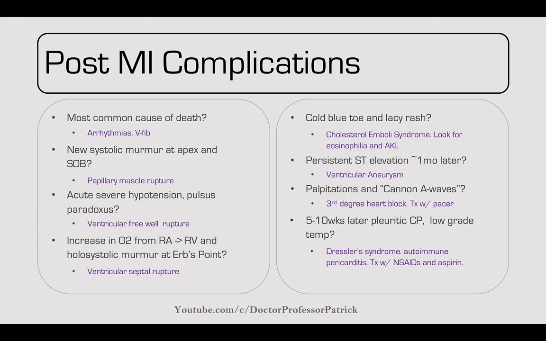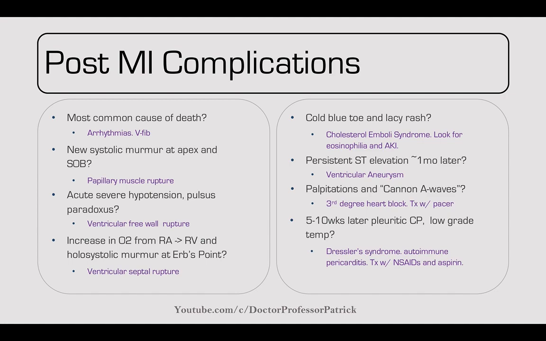So if you have acute hypotension and pulsus paradoxus, that's going to be a free wall rupture, and this creates an acute tamponade-like scenario. And then if you've got an increased O2 from the right atria to right ventricle and a holosystolic murmur at Erb's point, this is going to be a ventricular septal rupture. So all three of those previous ones are going to be most common 3 to 5 days after an MI.